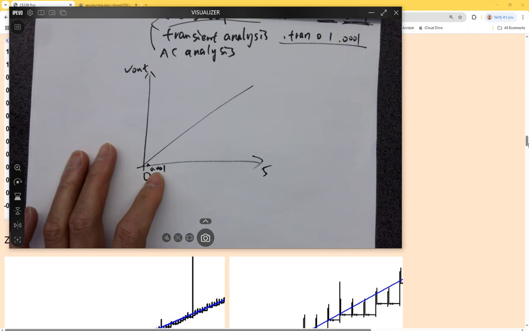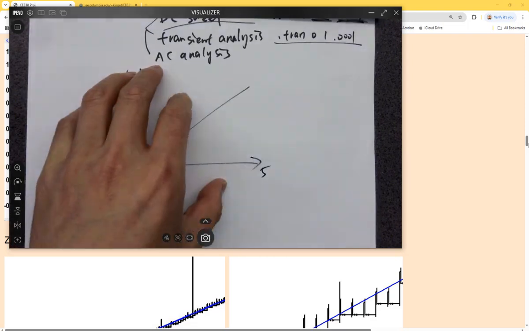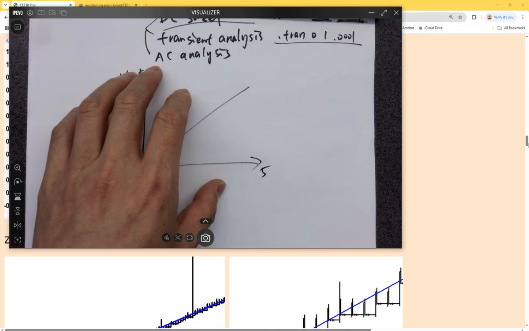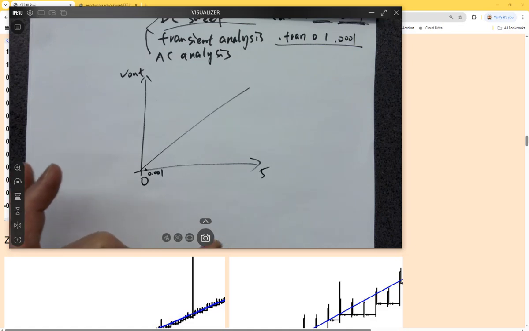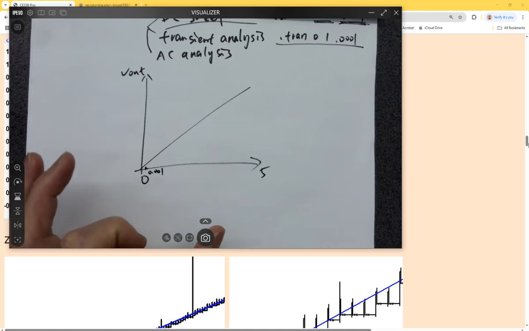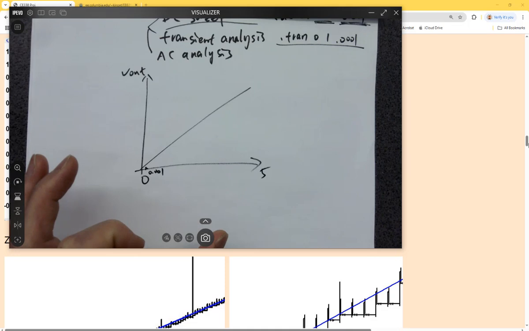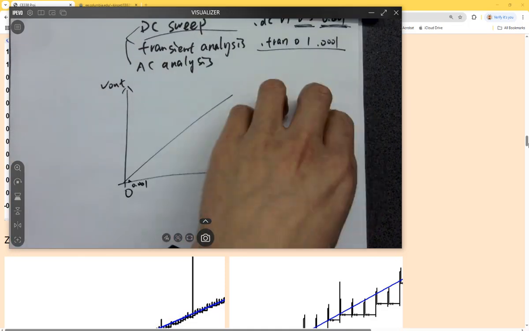Okay? DC sweep doesn't have a time. DC sweep is just one time point. There's no extension on time. So the ADC needs to run in time because it's been clocked. Okay? It has to be clocked. You have to run different states in order to get the final output.